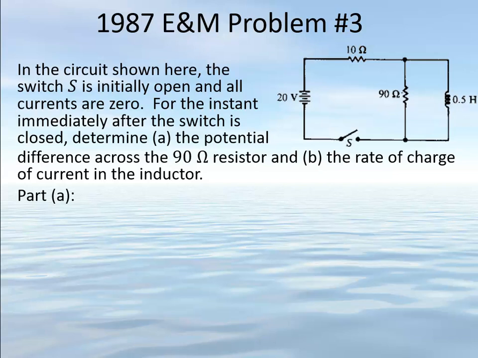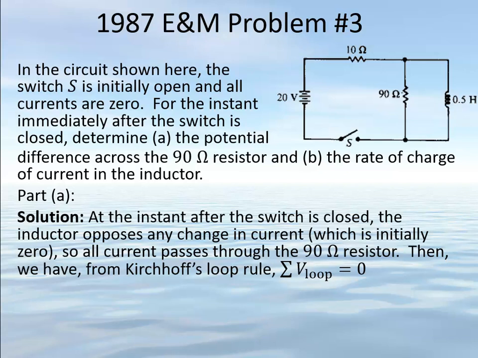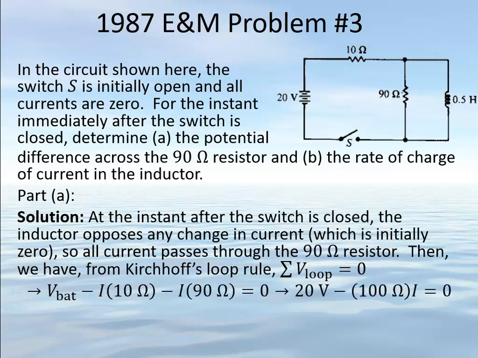So for part A, for the potential difference across this resistor, we start off with Kirchhoff's loop rule. Going clockwise from the battery, we have the potential in the battery, which is just the 20 volts, minus IR, where in this case R is 10 ohms, minus the other IR equals 0. Now you might wonder what's going on here.